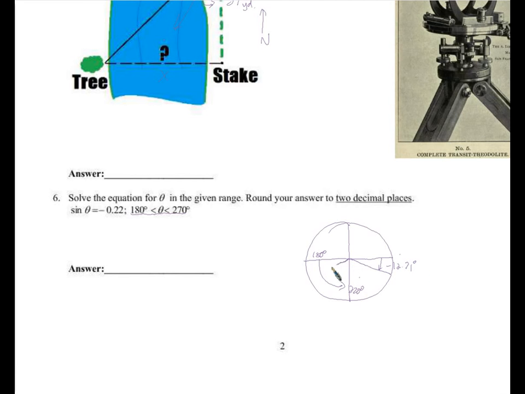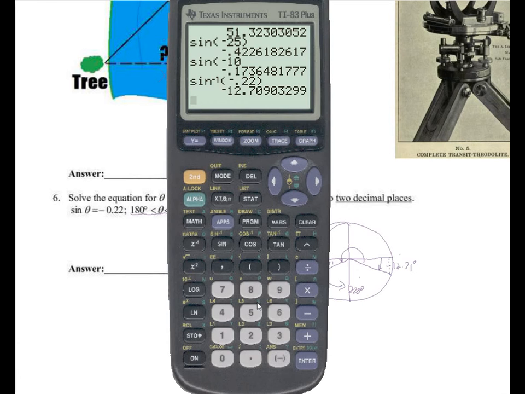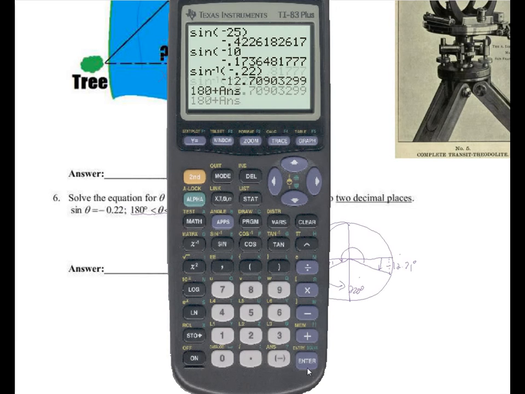Since the sine is the vertical component of any given angle, this angle over here has the same vertical component as that angle. They have the same sine, so whatever this angle is, it also has a sine of negative 0.22. What is that angle? This is a mirror image of that angle, so this little sliver here must be 12.71 as well. So if we go 180 degrees and 12.71 degrees more, we should be there. So 180 plus 12.71, or we could insert that previous answer there to be really precise.